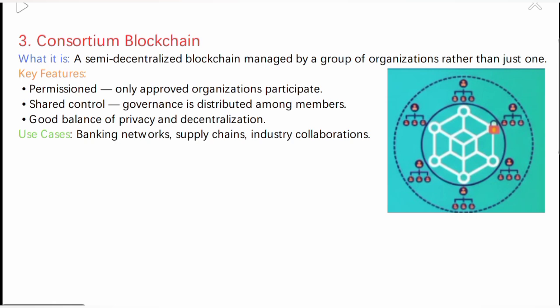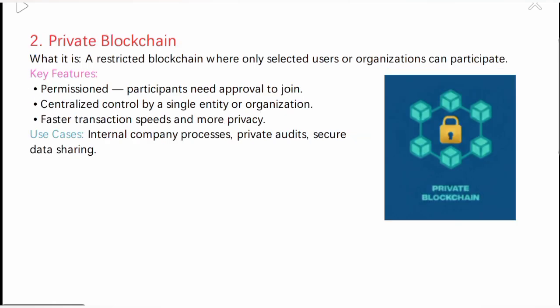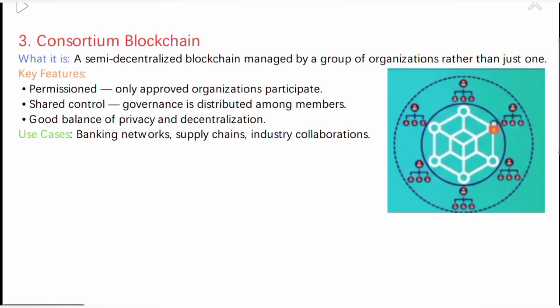So don't get confused between the private blockchain and the consortium blockchain, because in the private blockchain there is only one single entity, a single authority, right? But in the consortium blockchain, multiple parties have control here. Multiple groups of organizations are controlling the blockchain.